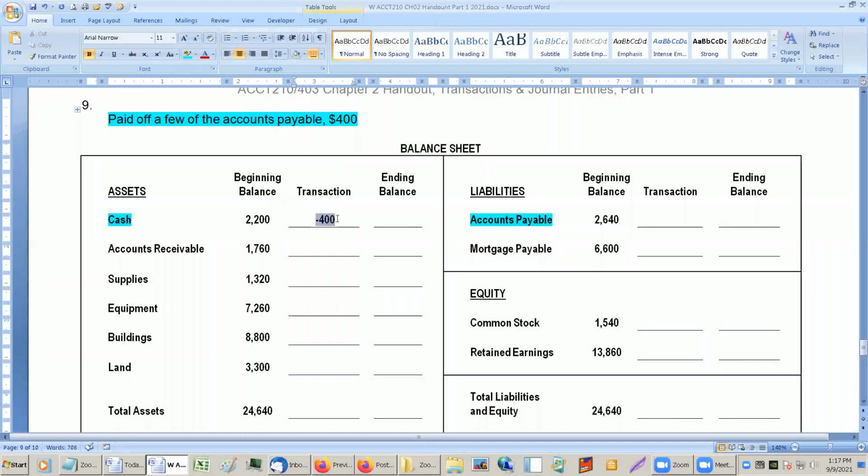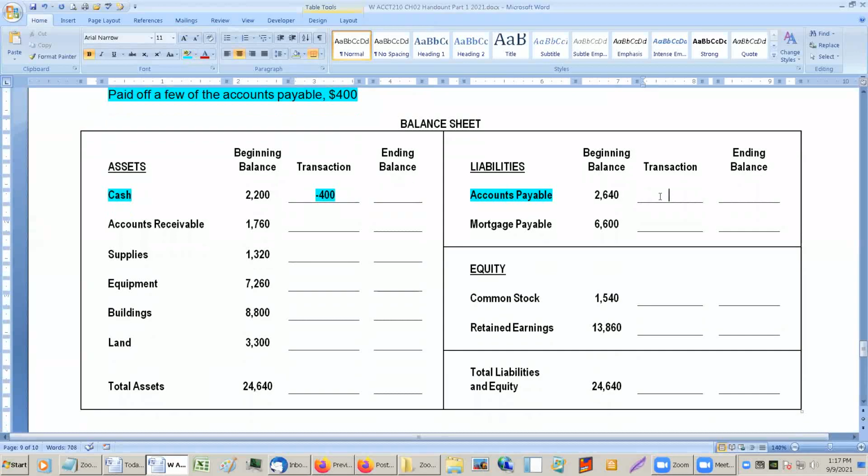We're paying these off. Now over here, we don't owe 2,600 anymore. We owe 400 less. We just paid some of these. So our liabilities are going down. And by the way, paying them is the only way for the liabilities to go down. So a minus here is good, right? It means we owe less. All right, so this would be 1,800. The rest need to be the same.